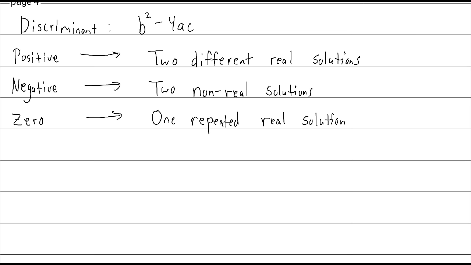So let's go do two more examples. We're not going to work through these all the way. The only thing that I'm going to ask is what kind of solutions I'm going to have. Two different real solutions, two non-real solutions, or one repeated real solution. So the first one, negative x squared minus 6x minus 2.